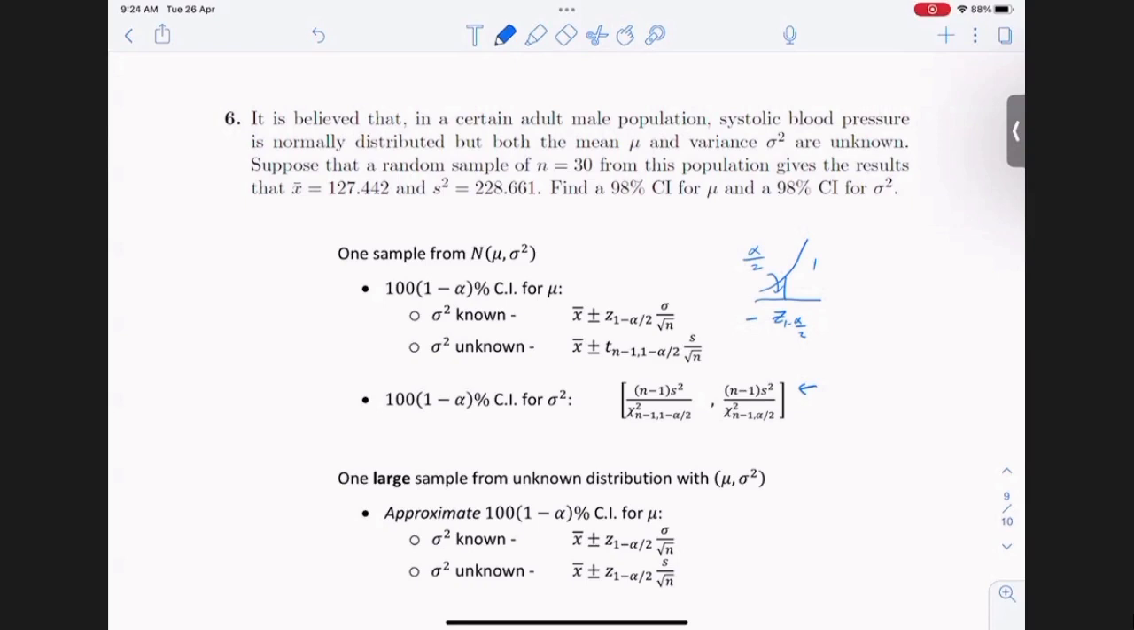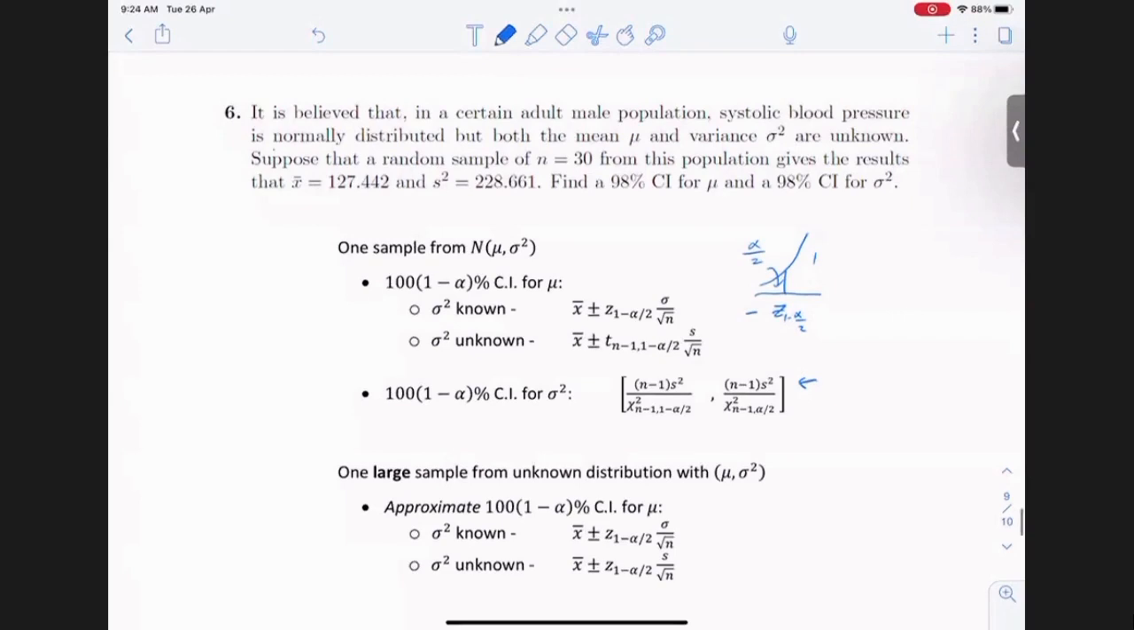Now, first of all, in this question, we identify some keywords. It says that the blood pressure is normally distributed. So that means you are told that the sample is drawn from a normal distribution. And you are also told that the variance is unknown. Okay? So based on this information, it is normally distributed and the variance is unknown.